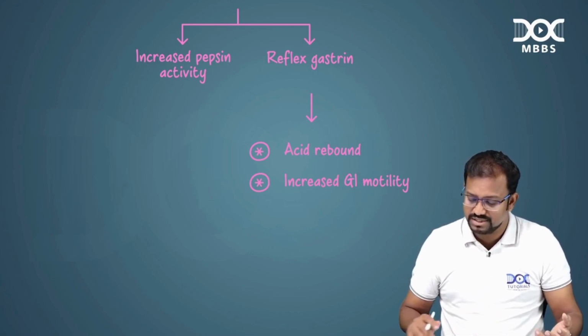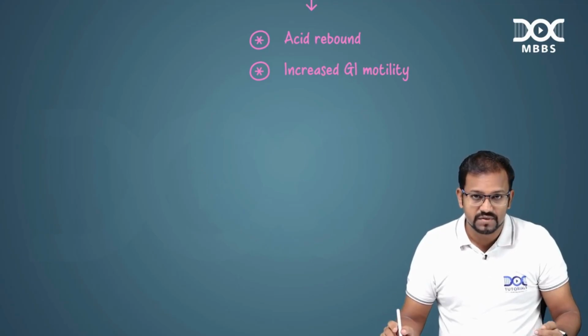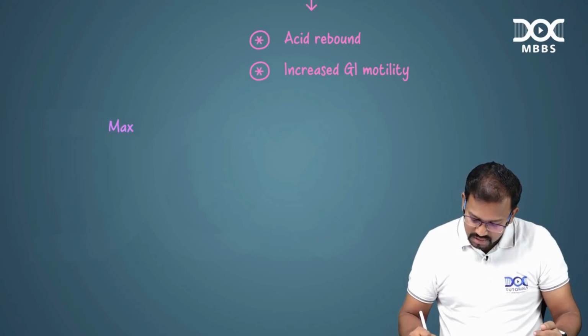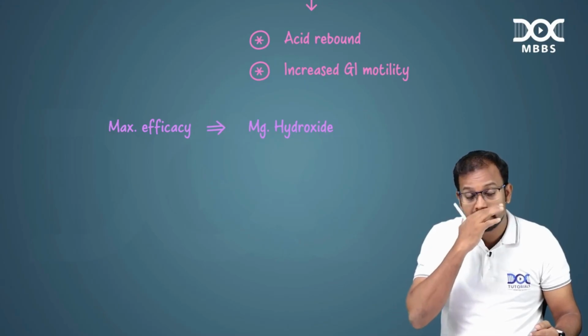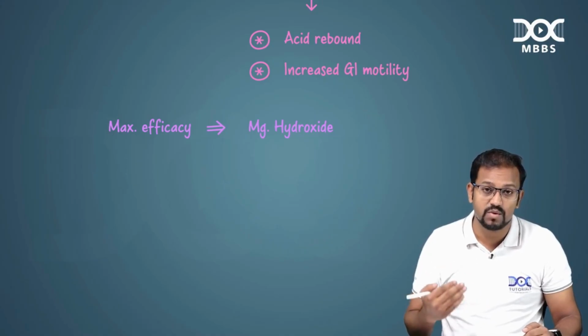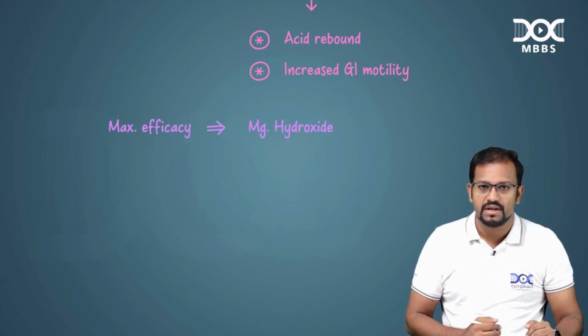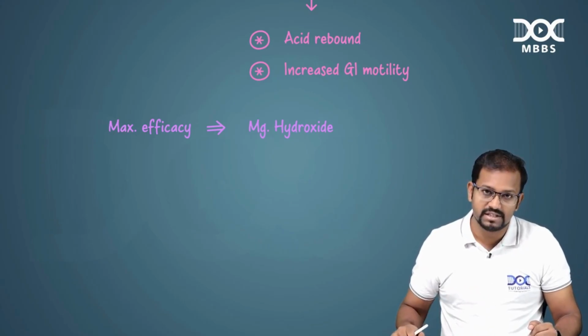Antacid gels are what we use most commonly. Out of all the antacid gels which we currently have, the most efficacious drug, maximum efficacy, is seen with magnesium hydroxide. Magnesium hydroxide. What is this efficacy, guys? Efficacy means the drug which has got maximum acid neutralizing capacity. The drug which tends to have maximum acid neutralizing capacity is your magnesium hydroxide.